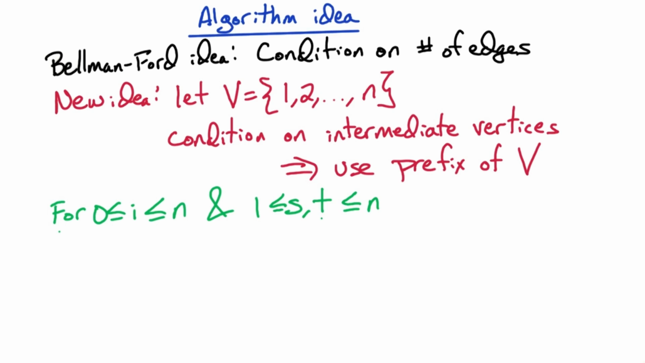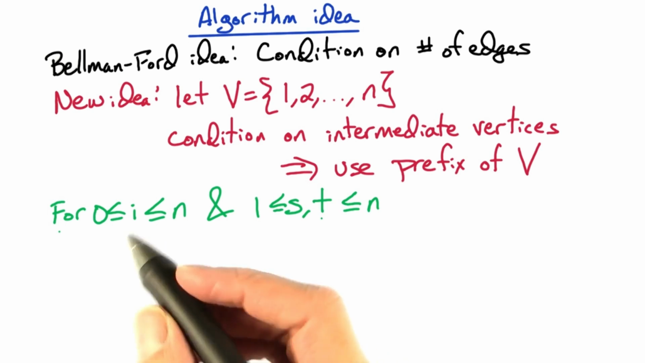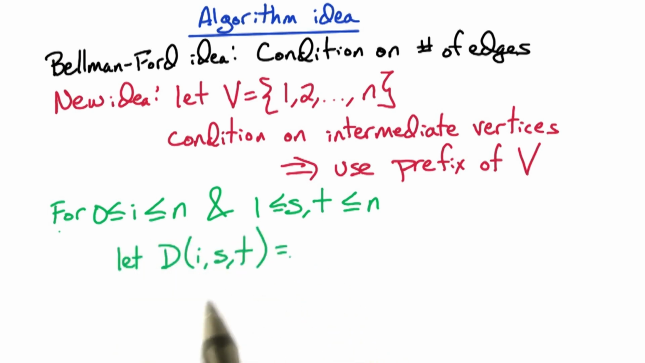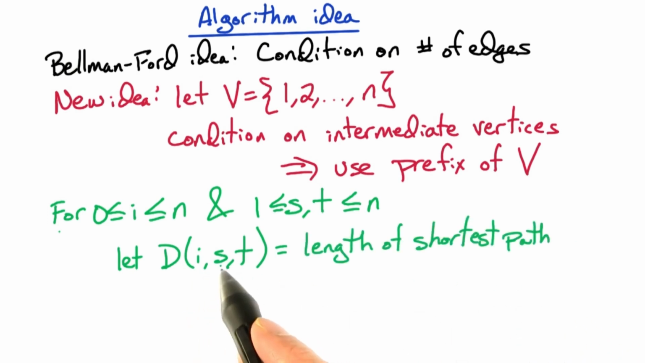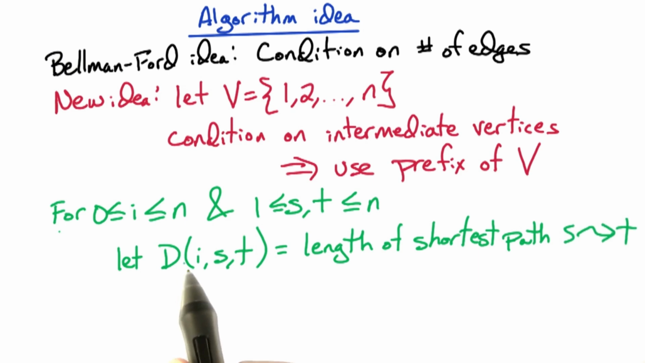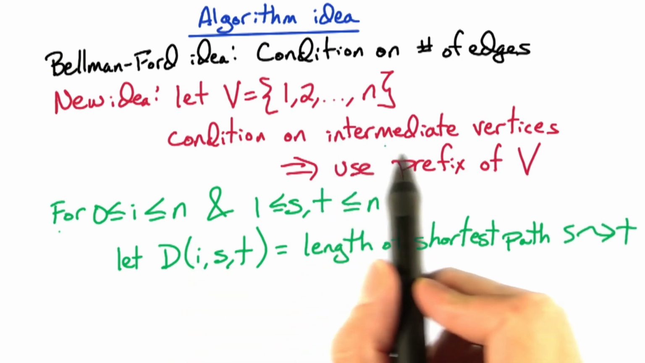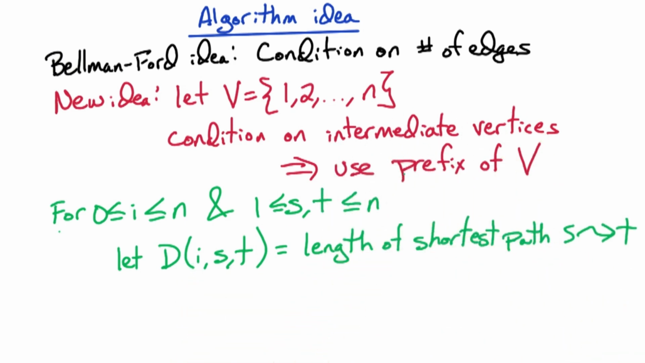Finally, let's define our dynamic programming subproblem in words. It's going to be a 3-dimensional table now, D of I, S, T. It's going to be the length of the shortest path from S to T. And now how does I work in? Well, we're going to condition on the set of intermediate vertices that are allowed to be used.